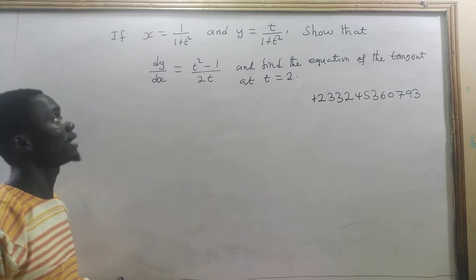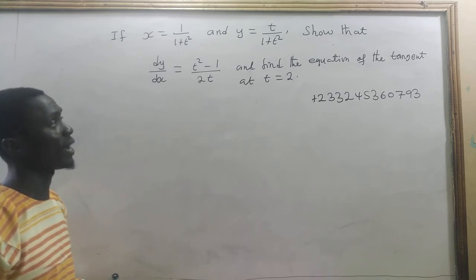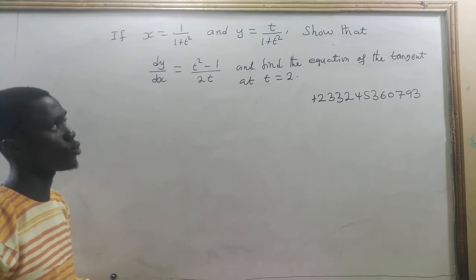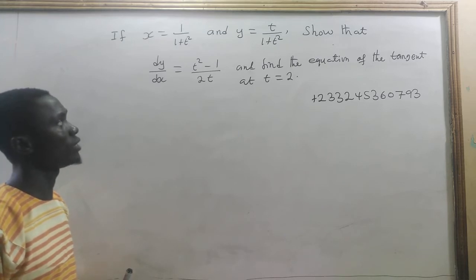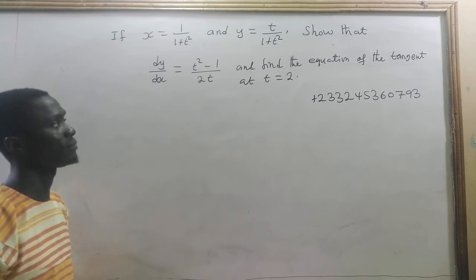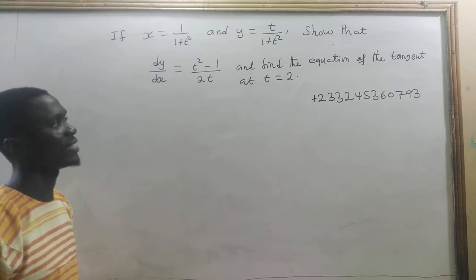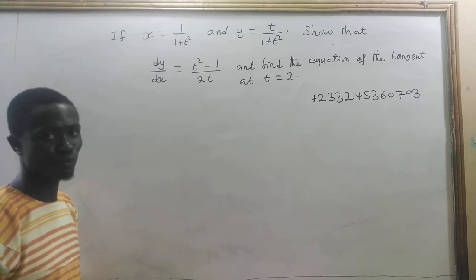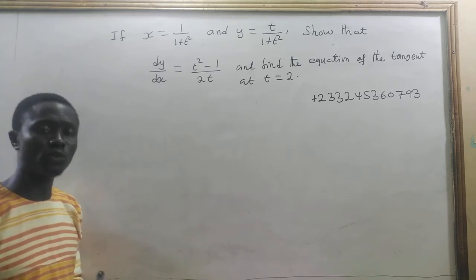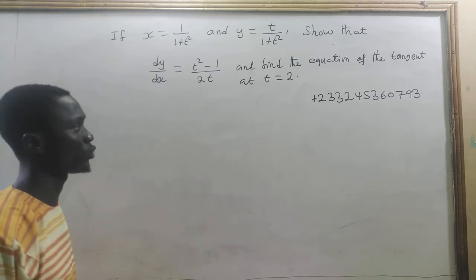In this lesson, we'll be looking at this question, and it is a parametric equation. If x equals 1 divided by 1 plus t squared and y equals t divided by 1 plus t squared, show that dy/dx equals t squared minus 1 divided by 2t, and find the equation of the tangent at t equals 2.